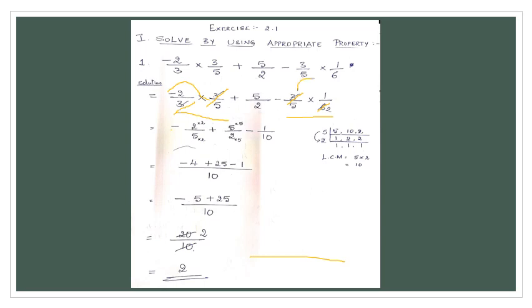denominator. Children, 1 ones are 1, then 5 twos are 10. So now in the second step we got the simplified form of the first step. Observe the second step here: minus 2 by 5 plus 5 by 2 minus 1 by 10 is there.